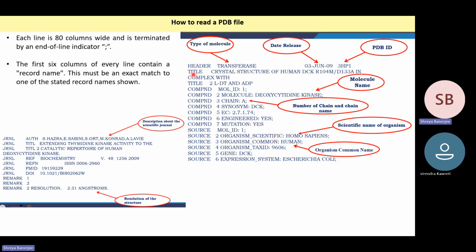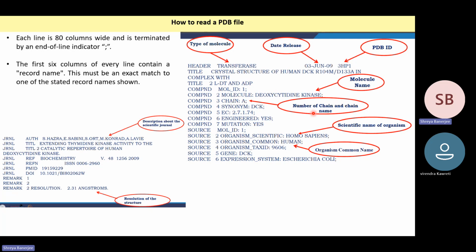The next record name is TITLE. It is the title of the PDB file, specifying what kind of transferase. It is the crystal structure of human DCK protein complexed with some other nucleotide. Then you have a record name, which is COMPND. This record name is basically used to specify the name of the molecule, deoxycytidine kinase, and the number of chains. So there are 3 chains and they are all named A.